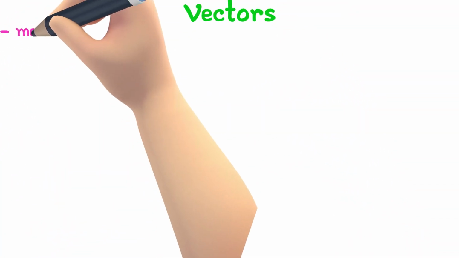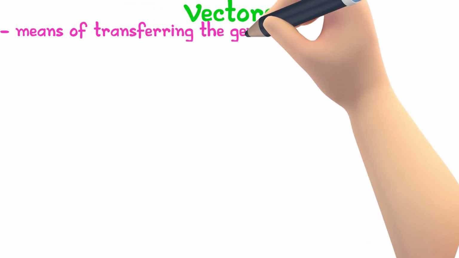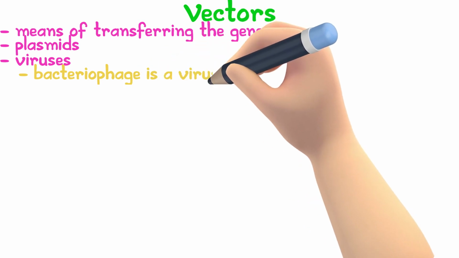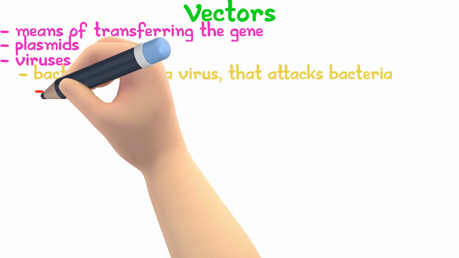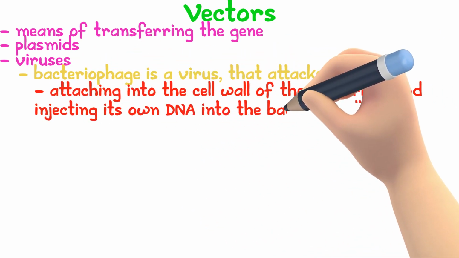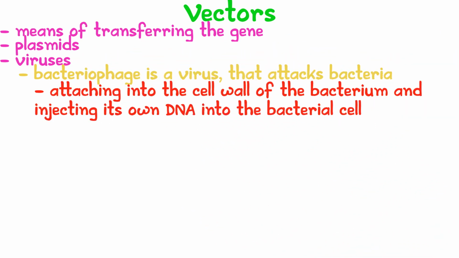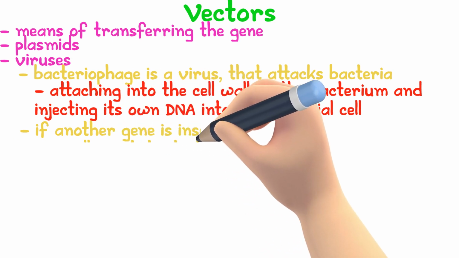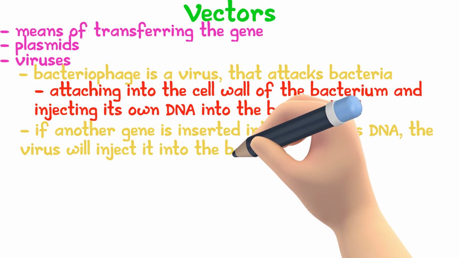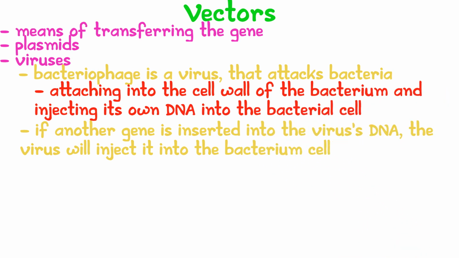A vector is the means of transferring the gene. Along with plasmids, we can also use viruses. A bacteriophage is a virus that attacks a bacterium by attaching to the cell wall of the bacterium and injecting its own DNA into the bacterial cell. So biologists figured if another gene is inserted into the virus's DNA, the viruses will inject it into the bacterium as well. Although most genetic engineering takes place with plasmids, there has been an increase in the usage of bacteriophages as well.